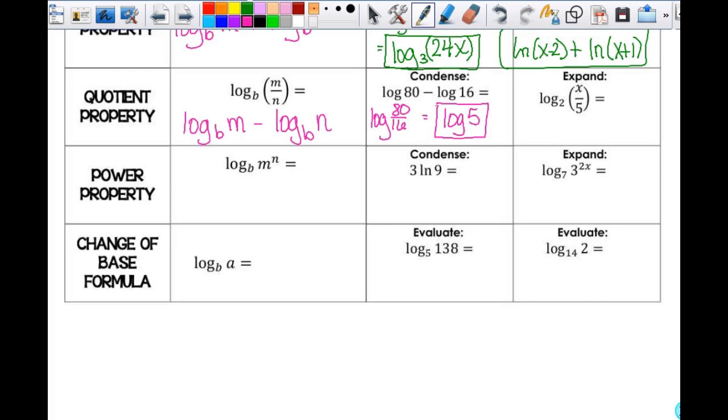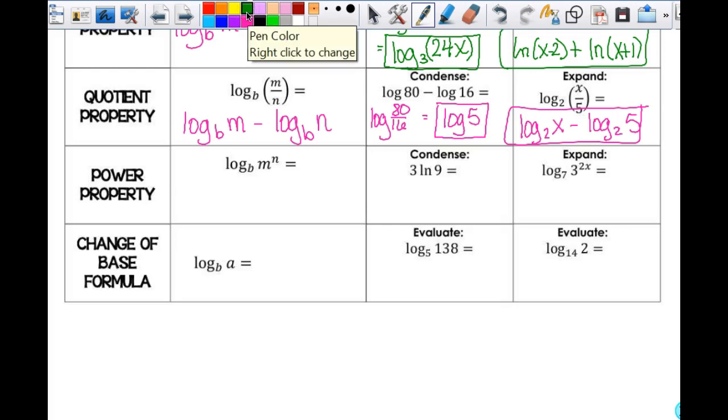I'm going to expand this one here. So division is going to become subtraction. So this is going to be log base 2 of x minus log base 2 of 5. And that is all I can do with that. Okay, we all good? So the power property: what happens to the exponents when you have them in your argument here? They come out to the front, right? So this little n comes out to the front, and this becomes n times the log base b of m.